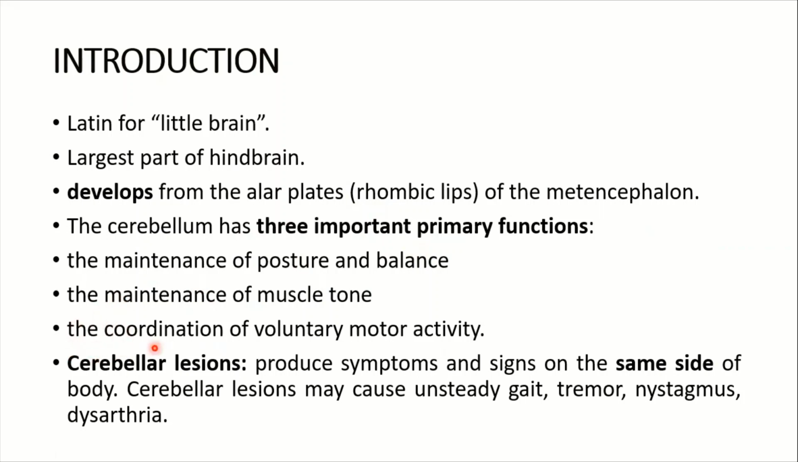So the coordination of voluntary motor activity is very important. The cerebellar lesions produce symptoms and signs on the same side of the body, ipsilateral, in contrast to the cerebral lesions. The lesions of the cerebrum are contralateral. The cerebellar lesions may cause unsteady gait, tremors, nystagmus, and dysarthria.